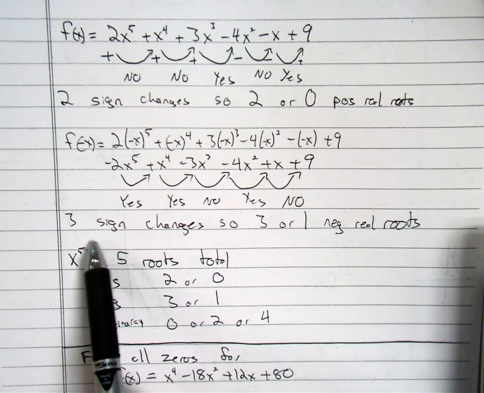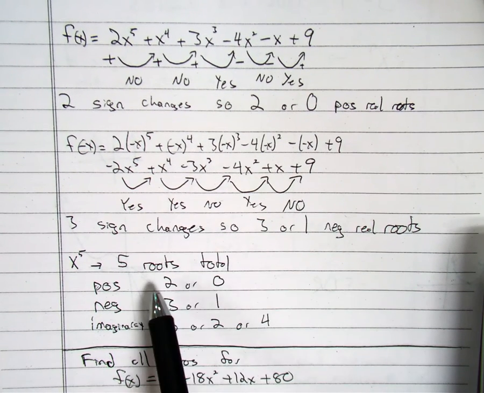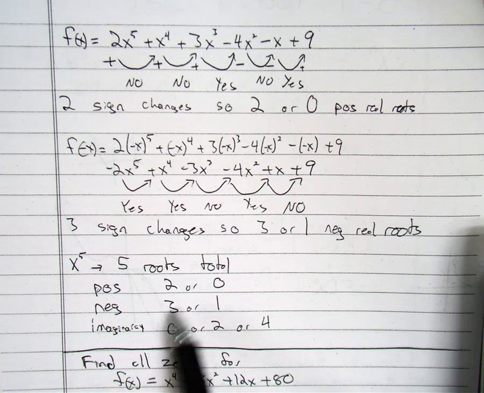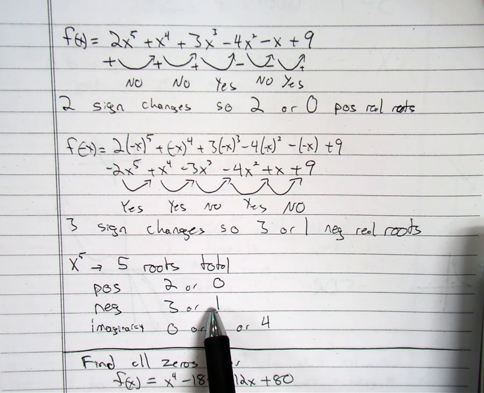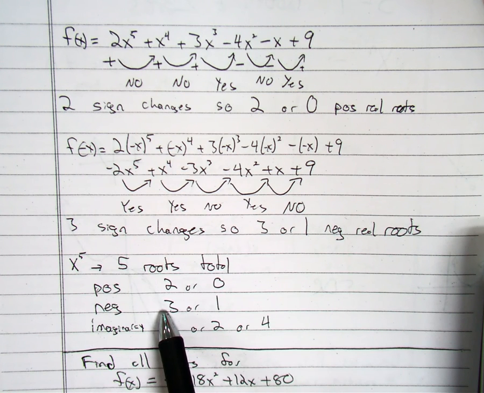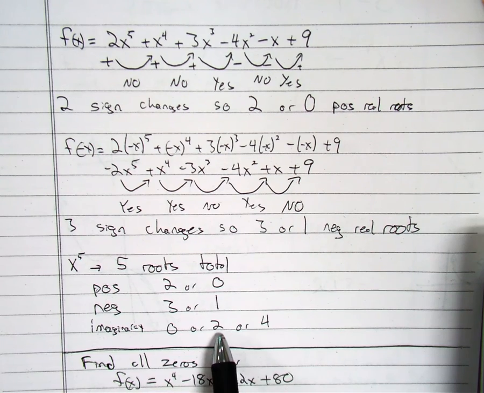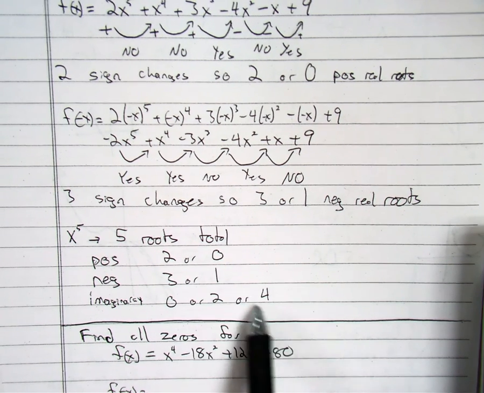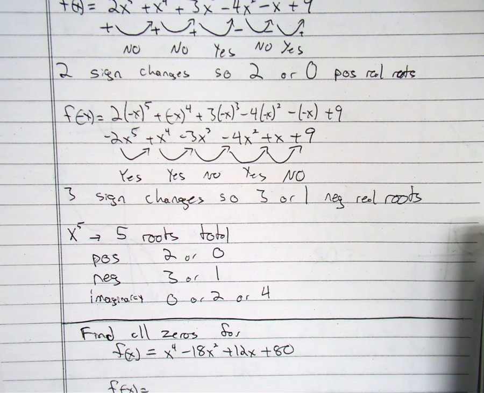Alright, so it was an x to the fifth. We're expecting 5 total roots. Descartes' rule of sign changes told me to expect 2 or 0 positives, 3 or 1 negatives. If it was 2 and 3, that'd be 5 already. There wouldn't be any imaginaries. If it was 2 and 1, that's a total of 3. Or 0 and 3, that's a total of 3. I would still need 2 roots to get to my 5, so there must have been 2 imaginaries. Or the other possibility is 0 and 1, and then I would need 4 imaginary roots. So that is just an awareness level.